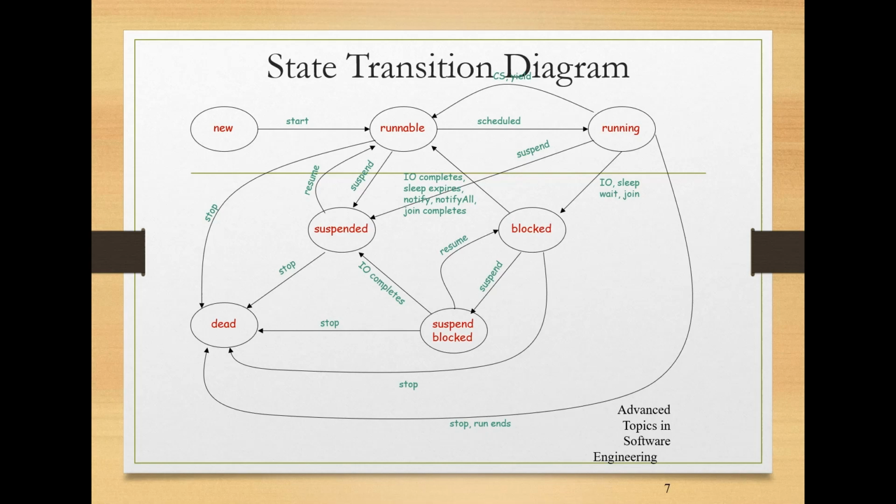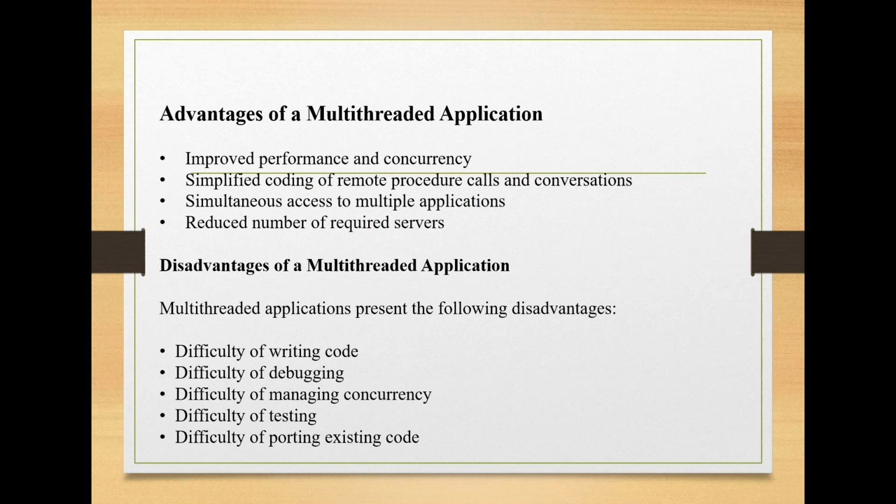Okay, now, what are the advantages of multi-threading? The first advantage of multi-threading is improved performance and concurrency, because multiple tasks are executing concurrently, and it simplifies the coding of remote procedure calls and conversation. Means, suppose we are coding and we want to do some task parallelly in the background, we can do it with the help of multi-threading, and simultaneously it can access multiple applications also, and it reduces the number of servers required.